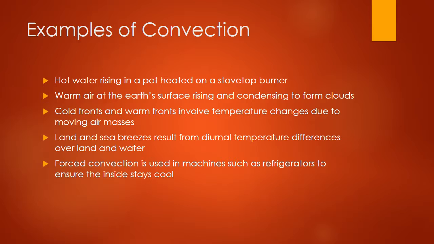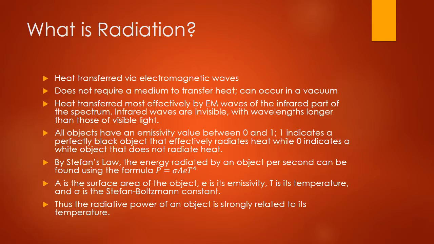And as I said earlier, forced convection is used in machines such as refrigerators to ensure that the inside stays cool. So the final method of heat transfer is radiation, and that refers to heat that is transferred via electromagnetic waves. The special thing about radiation is that it does not require a medium. This transfer of heat can occur in a vacuum, and when we get to the examples, we will see why that's important.